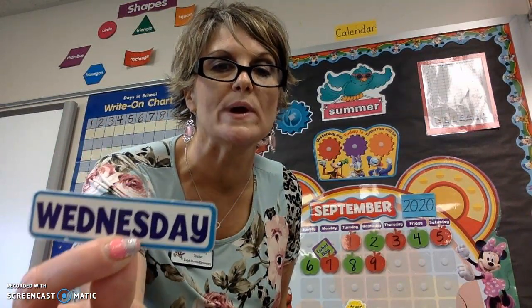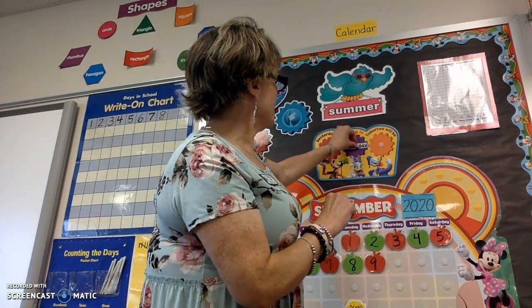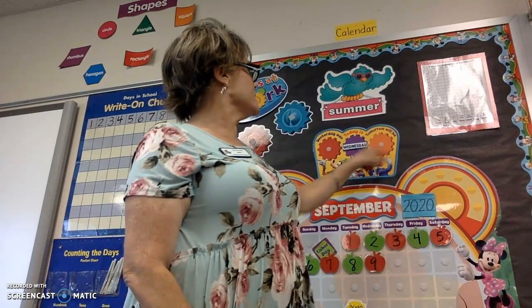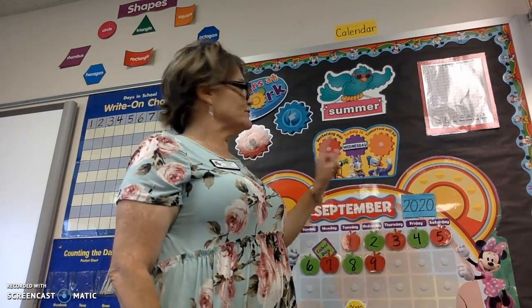Very good. 7 days in a week. And I said earlier what today was. Today is Wednesday. Just like this, friends. Wednesday. So we will put that right here. So now it says today is Wednesday. What comes after Thursday? Mrs. Hensley's doing the months, not the days. Here we go. What comes after Wednesday?